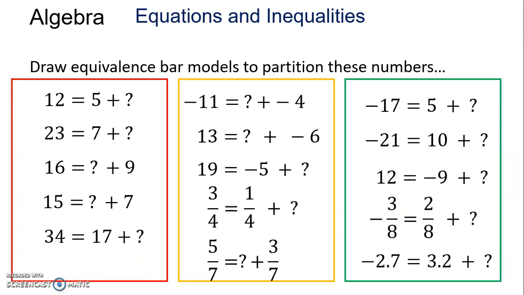Okay, so here is your task for today, divided up into 3 different levels, red being the most straightforward and green being the most challenging. What you need to do is draw out the bar models and then fill in the missing number in each case. So we're expecting to see the bar models drawn out, and you should be challenging yourself sufficiently.